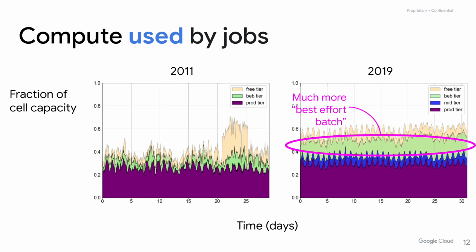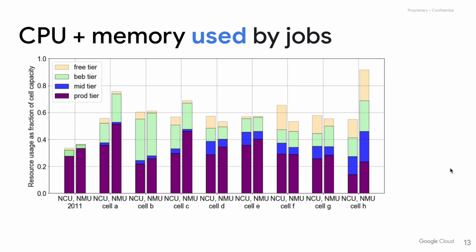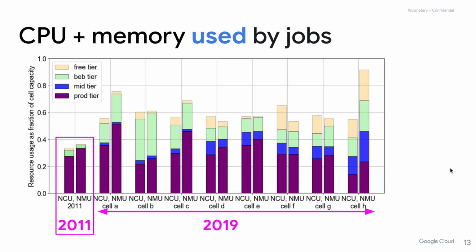But we also need to take a look at the variability in between individual cells. Now let's take a look at this plot, which shows how each individual cell, including the cell from 2011 and the 8 cells from 2019, are being used by jobs.